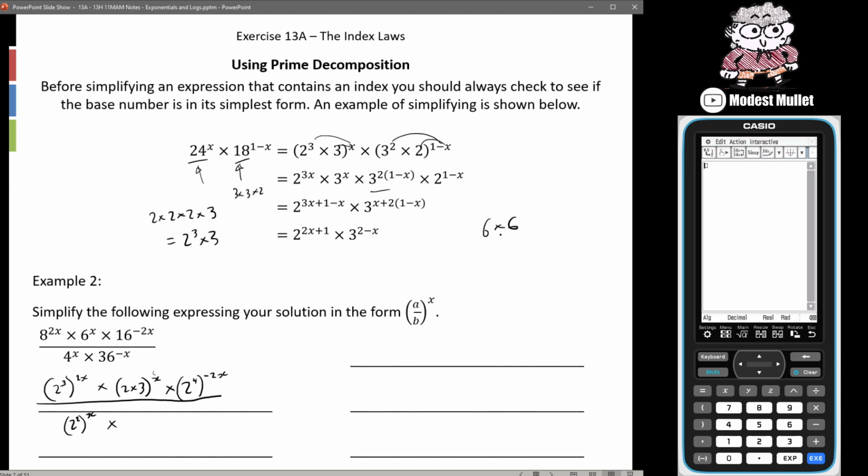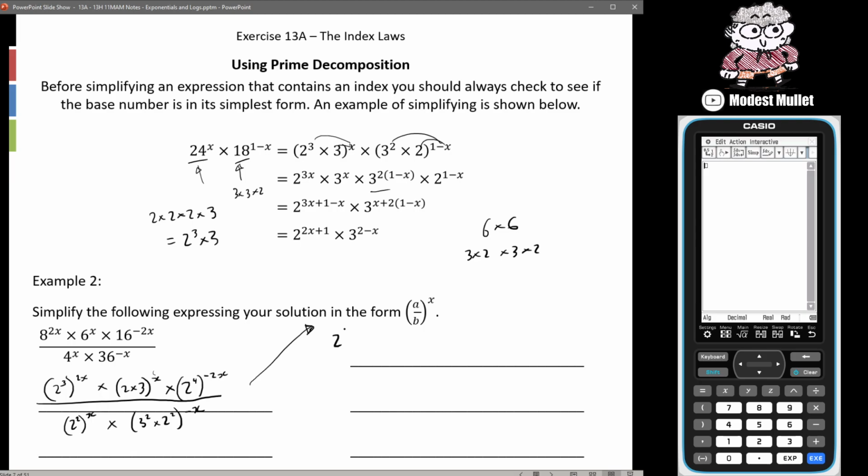That's the same as 6 times 6. 6 is 3 times 2, times 3 times 2. So that's going to be 3 squared times 2 squared, all to the power of negative x. Let's come up here and start simplifying.